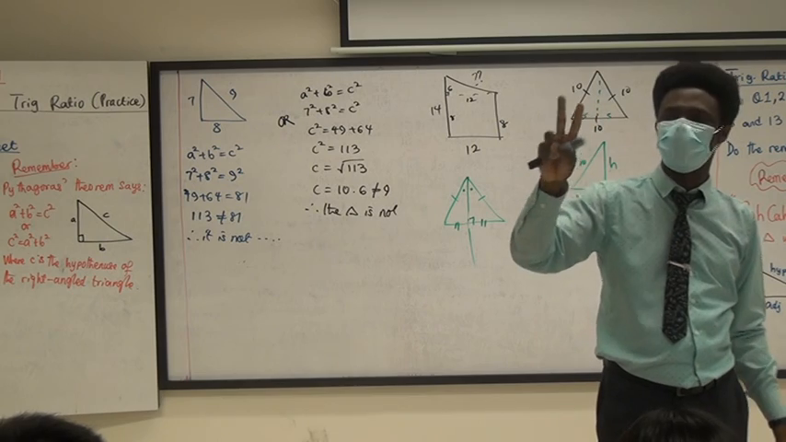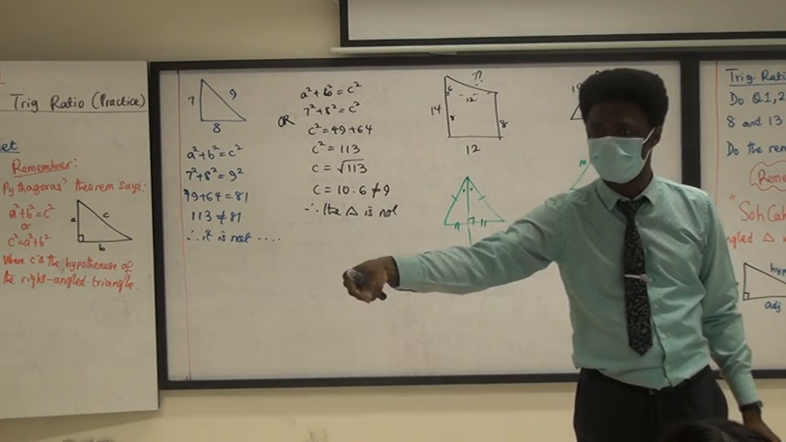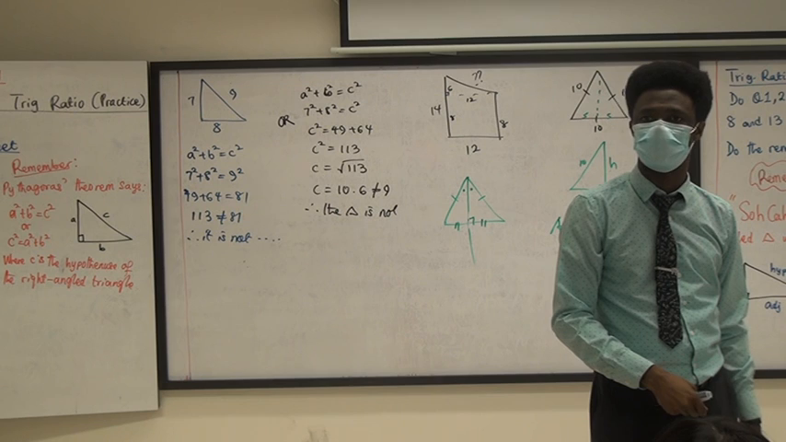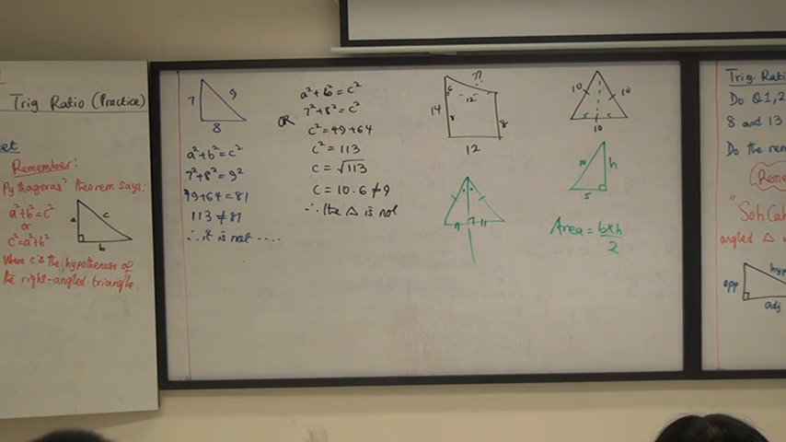If two angles add up to 90, the sine of one must be equal to the cosine of the other. And that makes sense from here. If this is theta, this angle is 90 minus theta. Do you agree? So if this is theta, this will be the opposite, adjacent, hypotenuse.